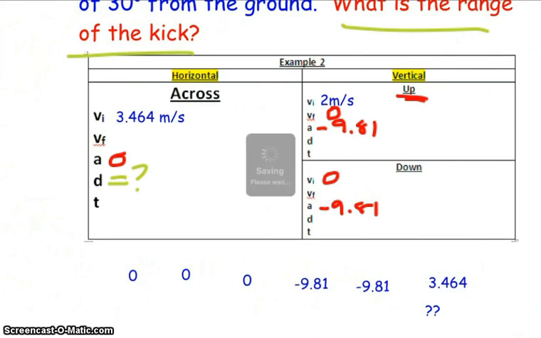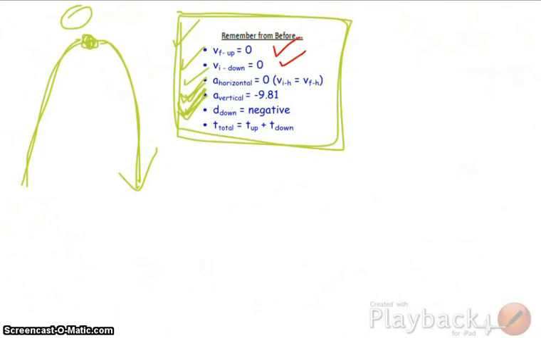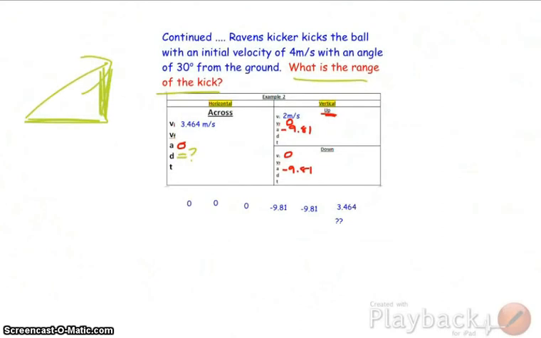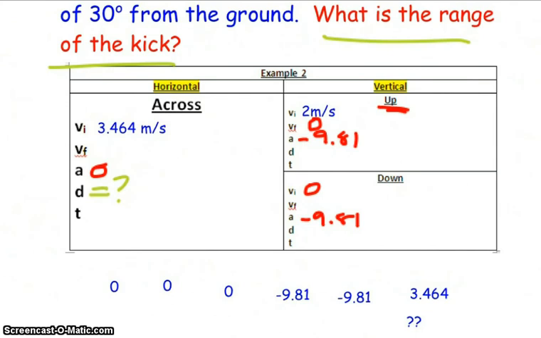Alright, we go back to things we need to remember. Check, check, check, check. Our D is supposed to be negative on the way down. So this will be some negative number. Okay. Now this is where things get tricky. We're looking for D here. In order to find D here, we need to find T, because we have VI, we have A, VF is going to be the same as VI, so it's not going to be useful. So we need to find T.